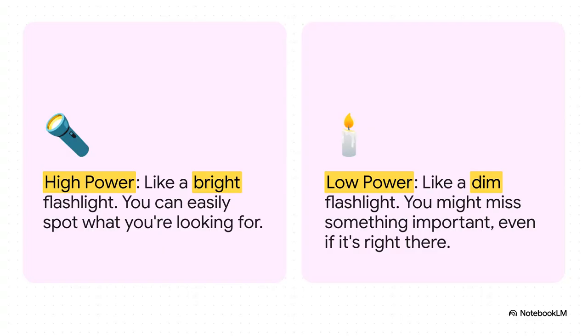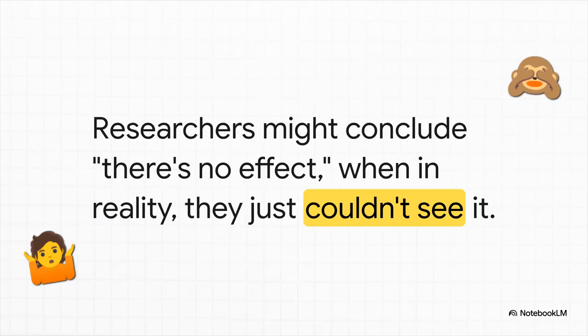A study with high power is like having a giant, powerful searchlight. You can blast light into every corner, and if that clue's in there, you are definitely going to see it. But a study with low power, that's like using one of those weak, flickering keychain lights. You could be standing right next to the clue and completely miss it because it's just outside your tiny little circle of light. And this, right here, is the huge danger of low power.